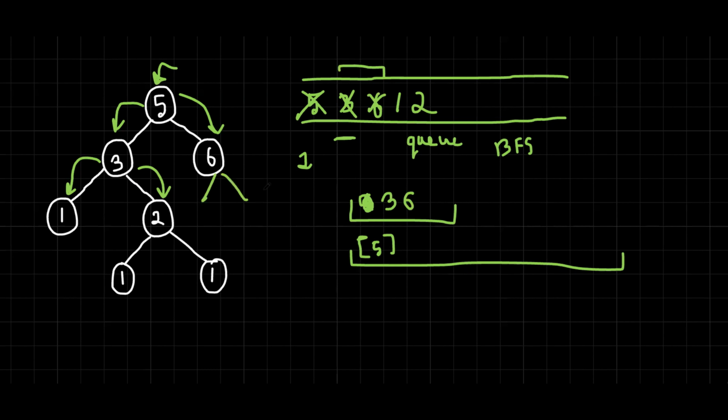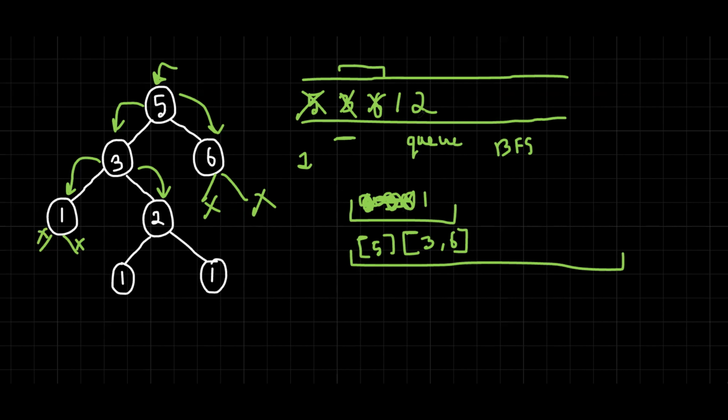Now 6 does not have any left and right children. So we have to store 3 and 6 into the vector, which is the second level. Now our queue has 1 and 2, which is the third level. So we have to clear these 3 and 6 from the temporary vector before that. Now we have to add 1 into the temporary vector, but 1 does not have any left and right children. So we don't have to add anything here.